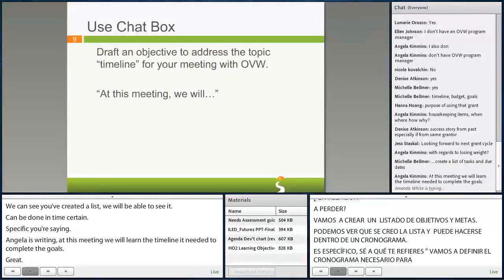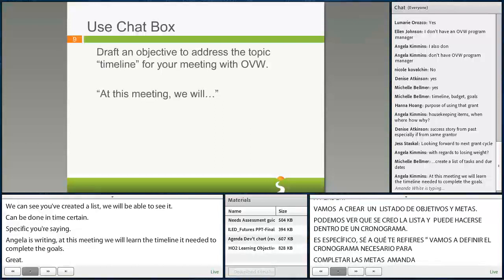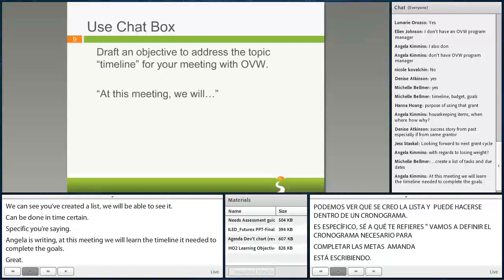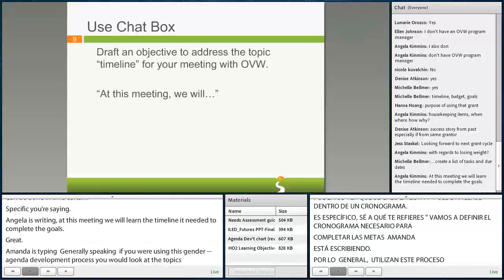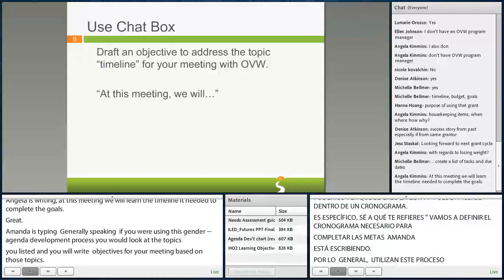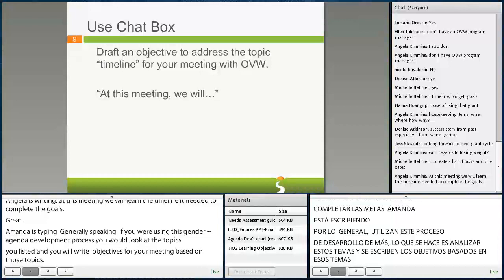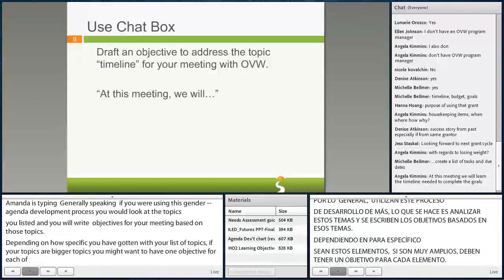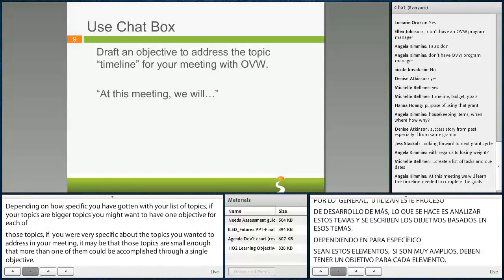So generally speaking, if you were using this agenda development process, what you would do is look at the topics that you listed, and you will write objectives for your meeting based on those topics. Depending on how specific you have gotten with your list of topics, if your topics are bigger topics, you might want to have just one objective for each of those topics. If you were very specific about the topics, they may be small enough that more than one of them could be accomplished through a single objective. But in any event, you want to really consider those topics when you're writing your objectives for your agenda.